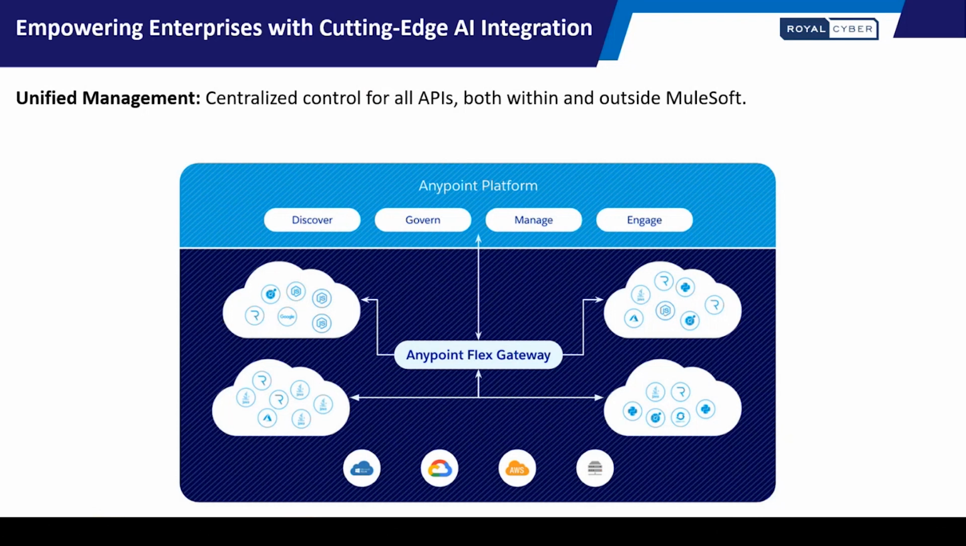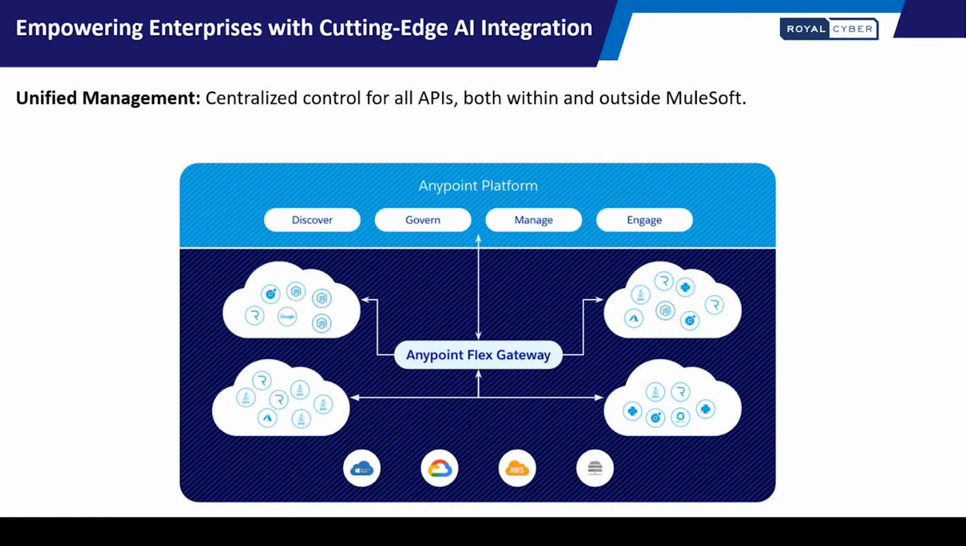Unified management, centralized control of all APIs both within and outside MuleSoft. The gateway fosters innovation and growth by enabling better AI integrations. Important point here is that Flex Gateway extends MuleSoft API management capabilities to MuleSoft and non-MuleSoft APIs alike, and it's independent of where those APIs are running. That is, they can run in MuleSoft hosted runtimes or in your own Docker or Kubernetes setups or in any on-prem data center or public clouds.